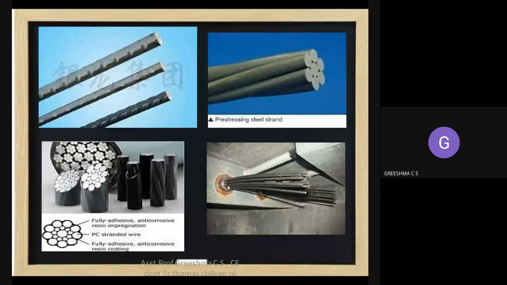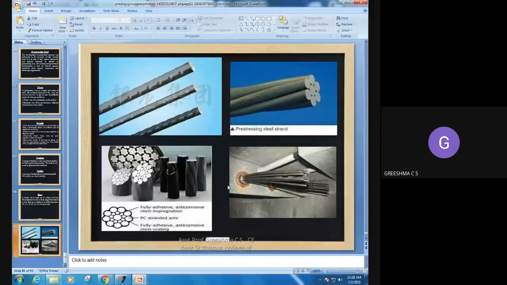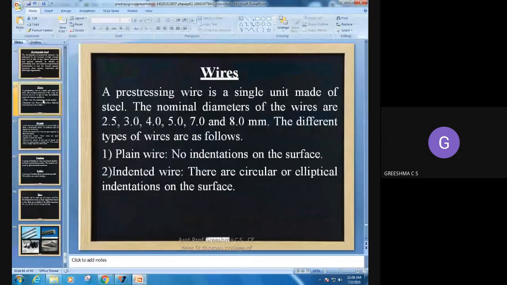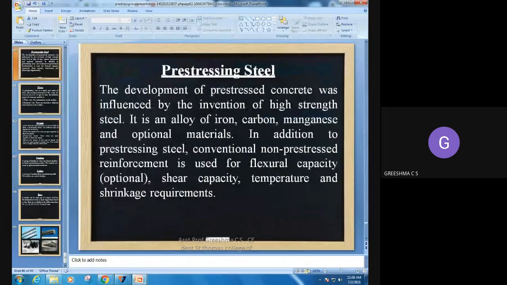Another important thing is the materials. Materials are very important. What are the materials used for pre-stressed concrete? Next, we face certain losses during pre-stressing. This is very important. You have to study this also.